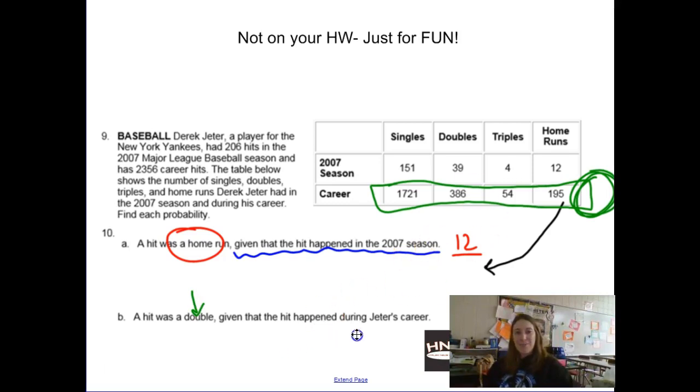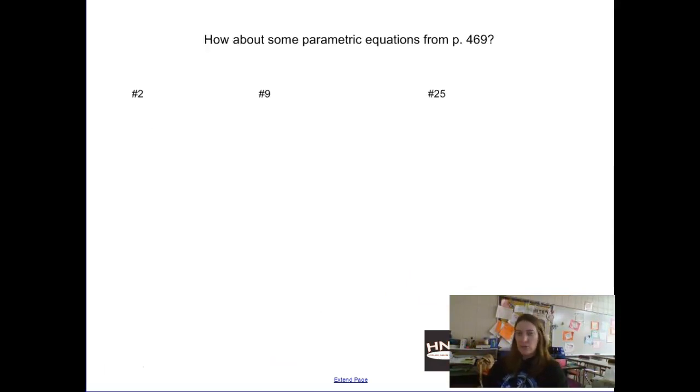All right, given that the hit happened in his career, we're only looking here. I'm sure I would have totally added those up together. And the hit was a double, so I'm looking at that number right there. So 386 out of whatever this total is for his career. Which I don't really care about Derek Jeter, so I don't know that information.